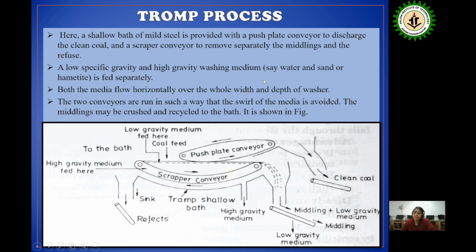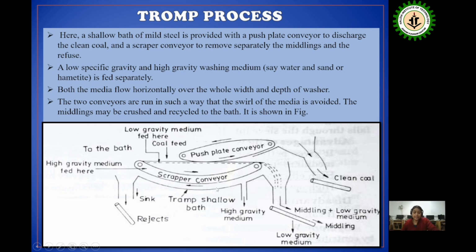What is the high gravity washing medium? That is water and sand, or you can use hematite. Basically, hematite is a form of iron, is fed separately. Both the media flow horizontally over the whole width and depth of the washer. The two conveyors are run in such a way that the swell of the media is avoided. So the movement is done in such a way that the swell of the media can be avoided. The middling may be crushed and recycled to the bath.